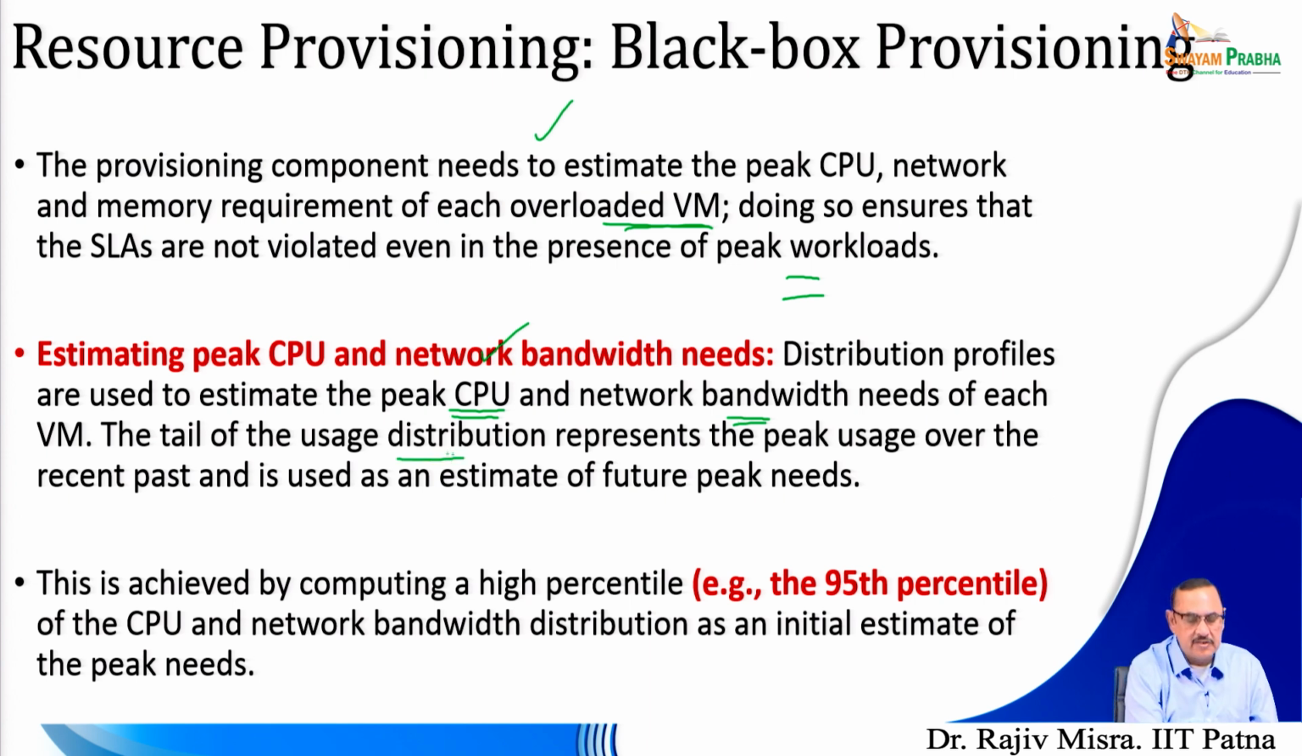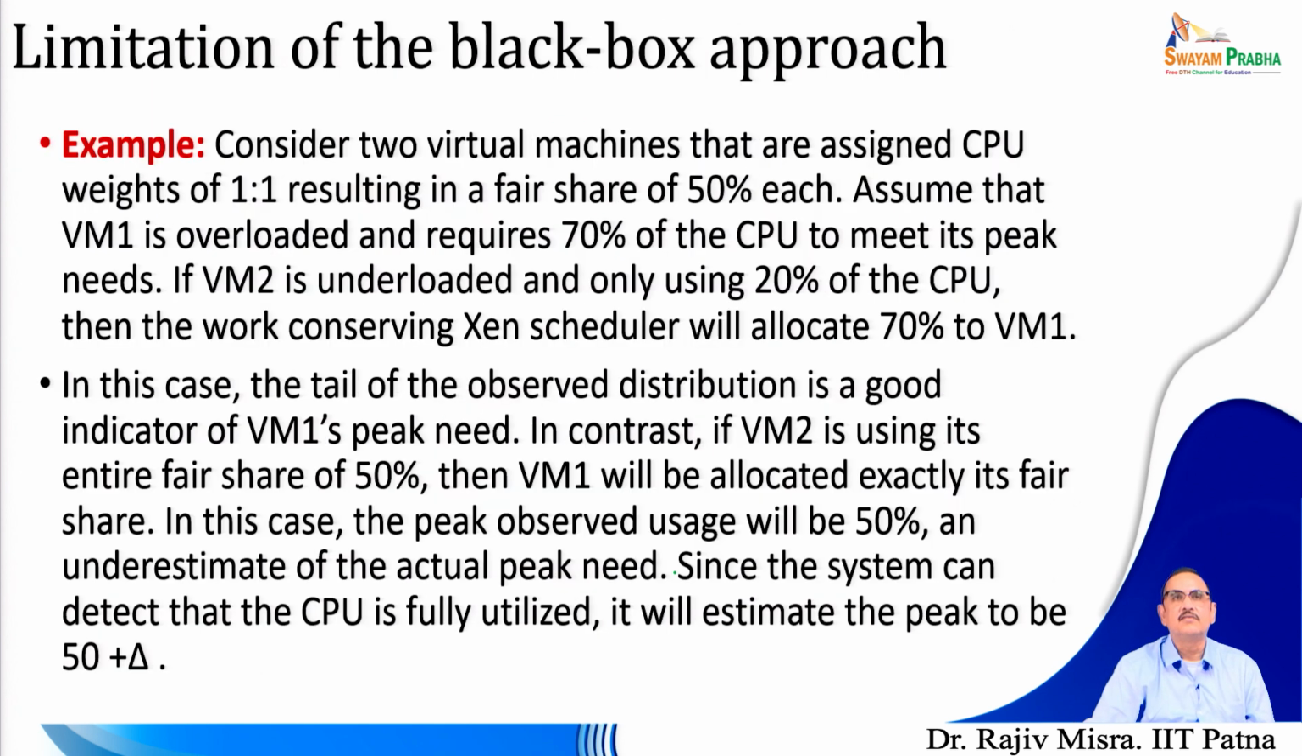The tail of the usage distribution represents the peak usage over the recent past and is used to estimate future peak needs. This is achieved by computing a high percentile, that is, the 95th percentile of the CPU and network bandwidth distribution, as an initial estimate of the peak needs.